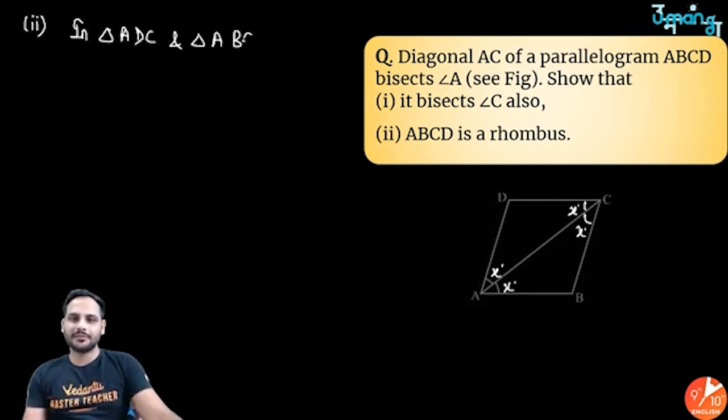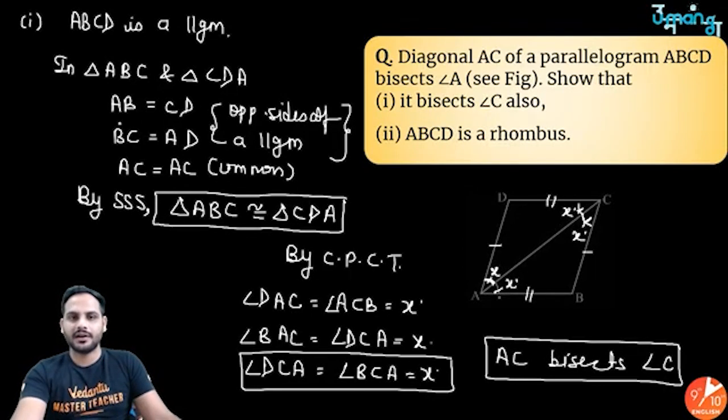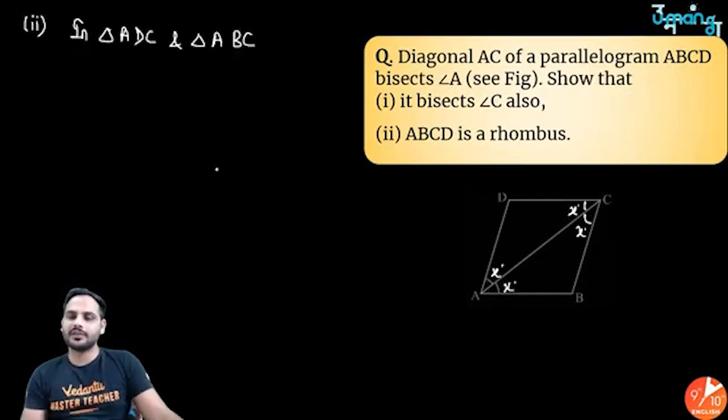Dekho, both the time corresponding points are changing. Earlier it was ABC with CDA. But this time it is ABC and ADC. So last time this point and this point, A and C, were corresponding to each other. This time A is corresponding to A, C is corresponding to C. Hai na? So corresponding wise we are changing it.